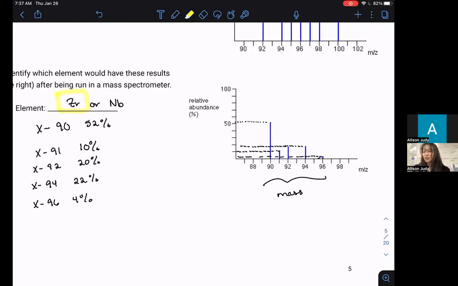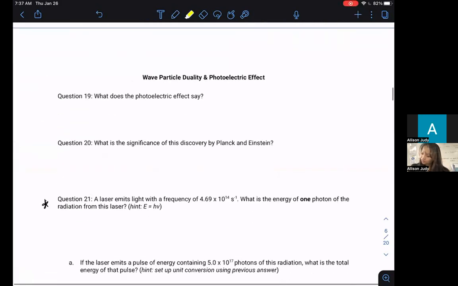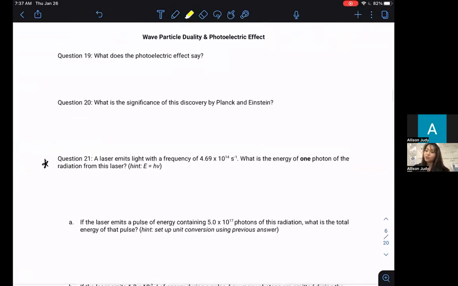So this is just practice of reading. So next conceptual question is about wave particle duality and the photoelectric effect. Question 21 says a laser emits light with a frequency of 4.69 times 10 to the 14th hertz, or 1/seconds, right? And what is the energy of one photon or particle of light of the radiation from the laser?